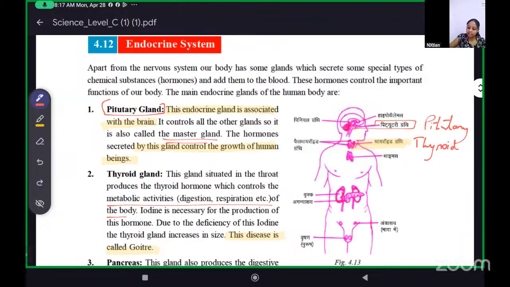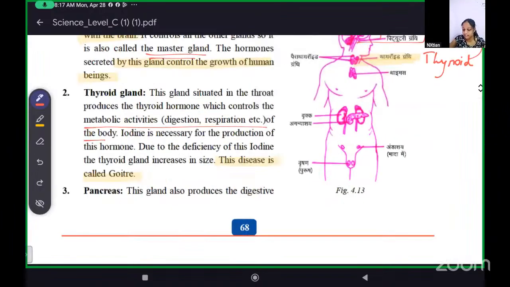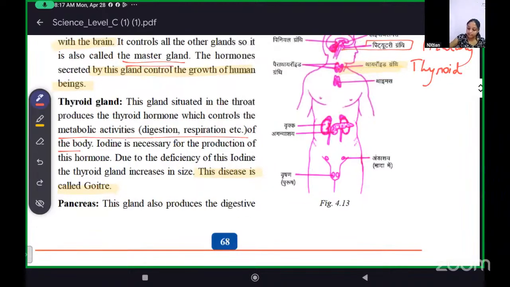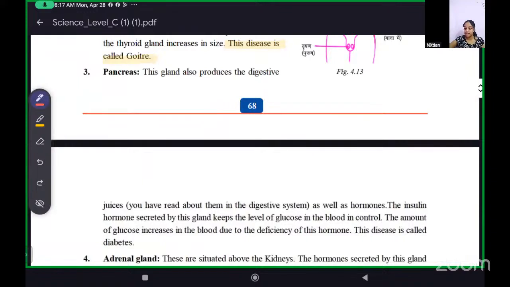Then there is another gland called the pancreas. This gland produces digestive juices as well as hormones. We know that the pancreas produces juices which help in the digestion of food. The insulin hormone secreted by this gland keeps the level of glucose in the blood in control. The amount of glucose in the blood increases due to the deficiency of this hormone. This disease is called diabetes.